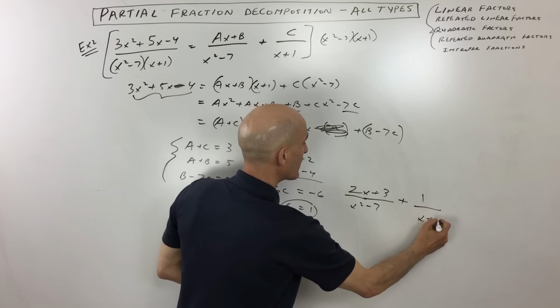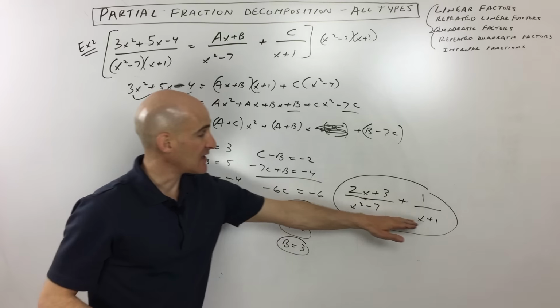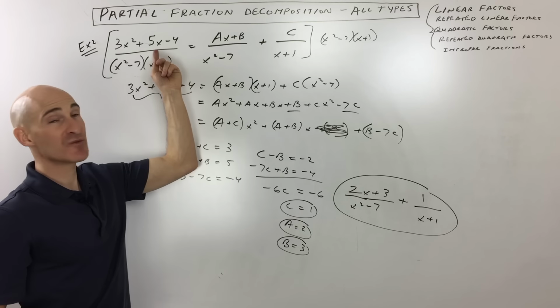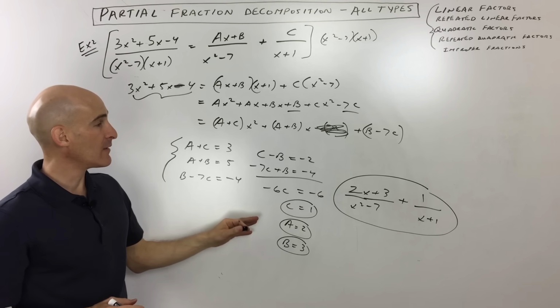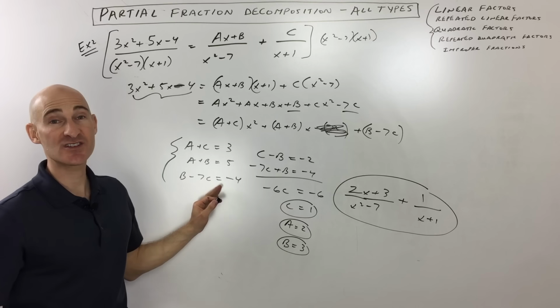And again, you can check your work by combining these together, by getting common denominators and combining them into one fraction. You should get back this original fraction. So let me erase this board and we'll talk about the repeated quadratic factors next.